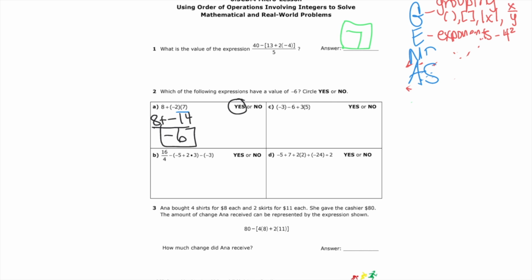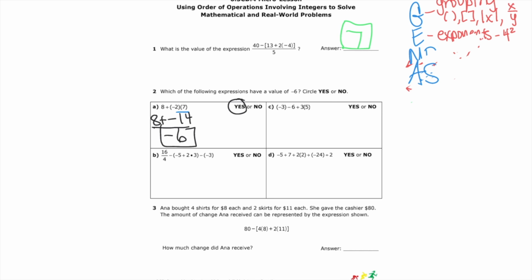All right, we're going to go to C because B's got that fraction in there. We're going to save it for just a second. So let's look at C because C looks a little bit easier. Do I have a grouping symbol? No, I don't. Do I have an exponent? No, I do not. But I do have multiplying and dividing and adding and subtracting. So I'm going to do the multiplying and dividing first from left to right.